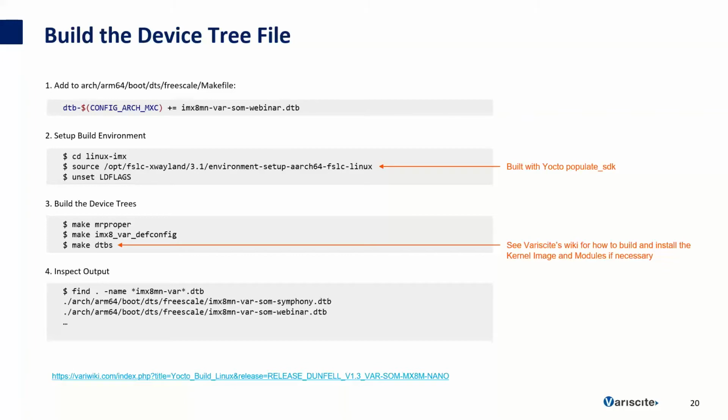In step three, we build the device tree file. Basically, we just need to run make IOMUX8 var defconfig and then make DTBS. And again, if this process is new to you, you can visit our wiki to see how to build and install the kernel image and modules and device tree files as necessary. And then finally, in step four, we can see that after running make DTBS, indeed our new webinar.dtb file was built.